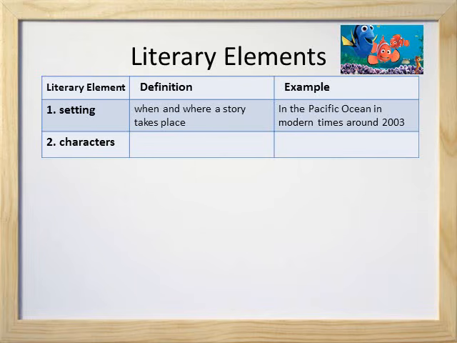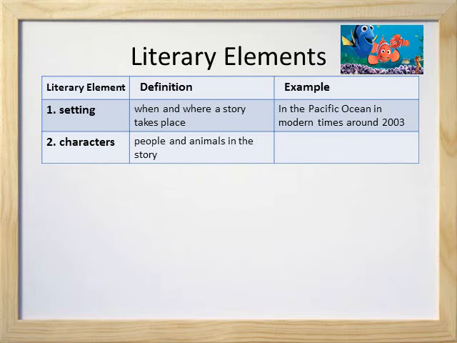The next literary element we'll study is characters. Characters are people and animals in the story. As an example, the characters in the movie Finding Nemo included Nemo, Marlin, his father, and Dory, a friend who helps Marlin find Nemo. There were other characters in the movie, but these 3 were the main characters.